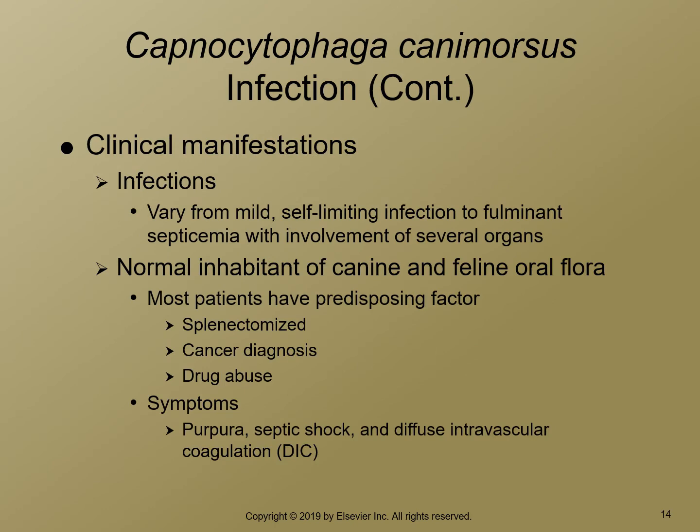Clinical manifestations vary from mild to self-limiting infections to fulminant septicemia with involvement of several organs. Capnocytophaga is a normal inhabitant of canine and feline oral flora, so most patients that are infected with this organism have predisposing factors, such as having a splenectomy, patients diagnosed with cancer, and drug abusers. Symptoms of the infection include purpura, septic shock, and diffuse intravascular coagulation.